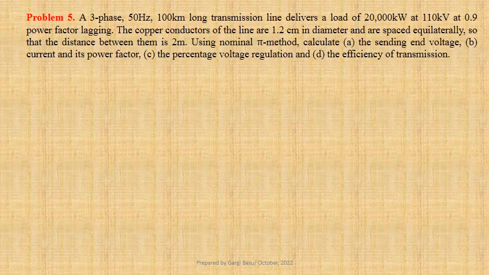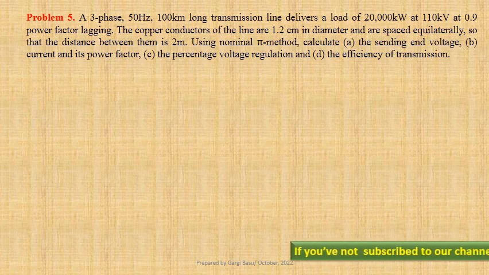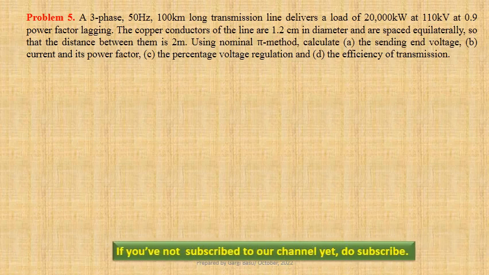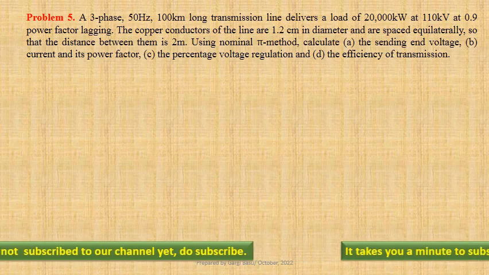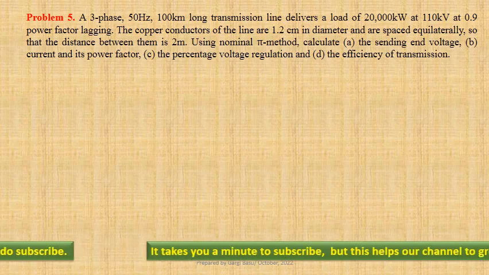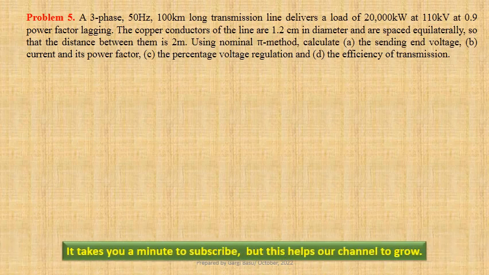A three-phase 50 Hz 100 km long transmission line delivers a load of 20,000 kilowatts at 110 kV at 0.9 power factor lagging. The copper conductors of the line are 1.2 cm in diameter and are spaced equilaterally so that the distance between them is 2 meters.